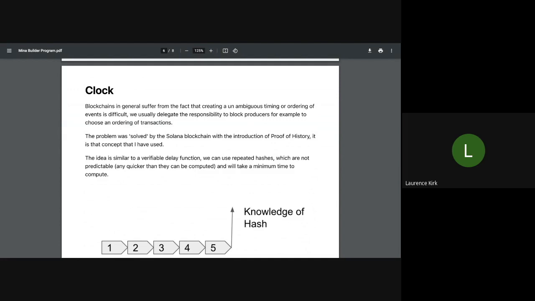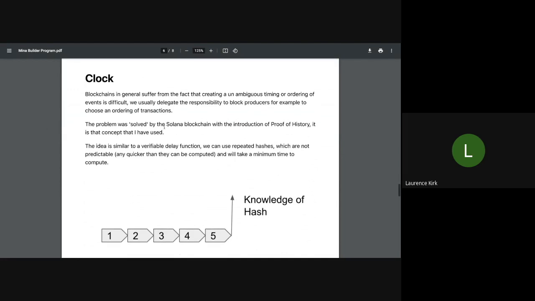And this is quite difficult in blockchains, and so we often end up with a block producer deciding on the ordering of things, such as transactions. One blockchain that did things differently was Solana, where they had a thing called proof of history. So I tried to introduce this and use this, and I've made a start on this.